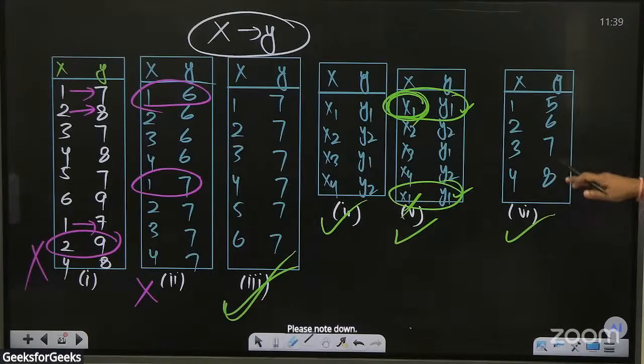This example, note it down. Everyone getting it?